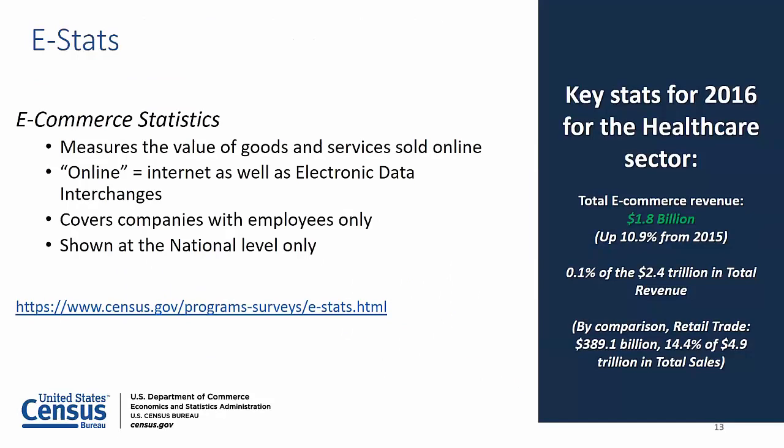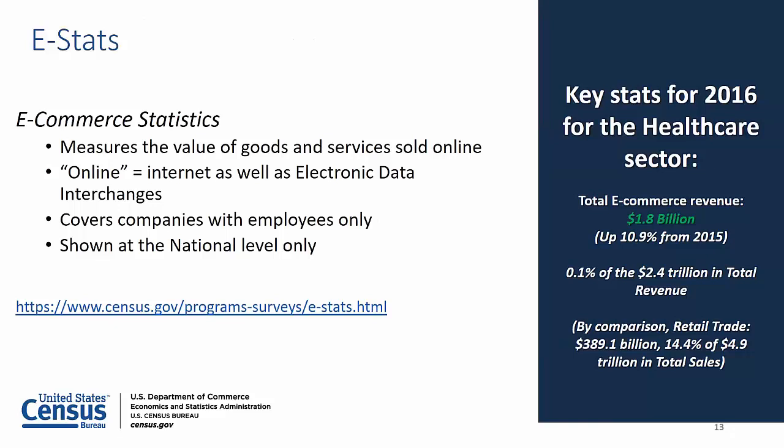The second program I wanted to talk about is our e-commerce statistics, or eStats report. The eStats report measures the value of goods and services that businesses sell online. Now, I want to point out that the word online does not just include internet sales. It also includes things like electronic data interchanges, or EDIs. So for example, when a healthcare business orders all of its supplies and materials to run that business from their supplier, but they make that order electronically, no paper exchanges hands, that's actually considered e-commerce via an EDI.